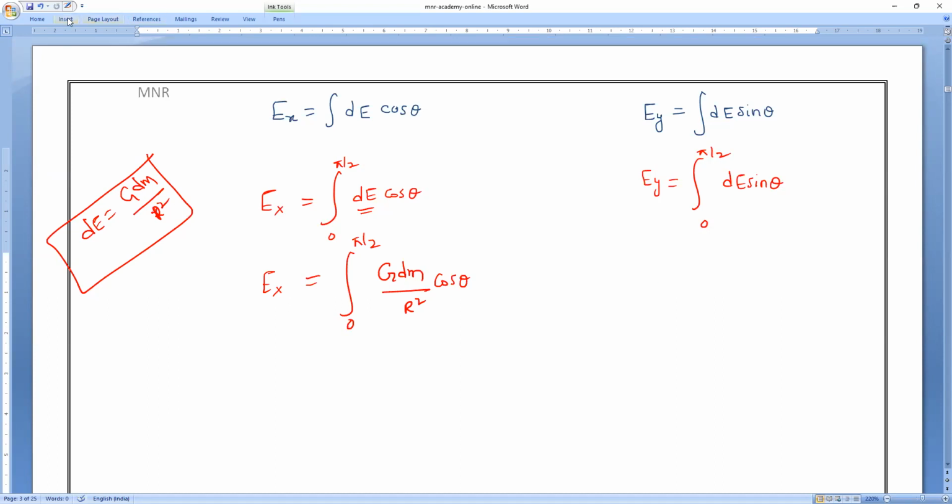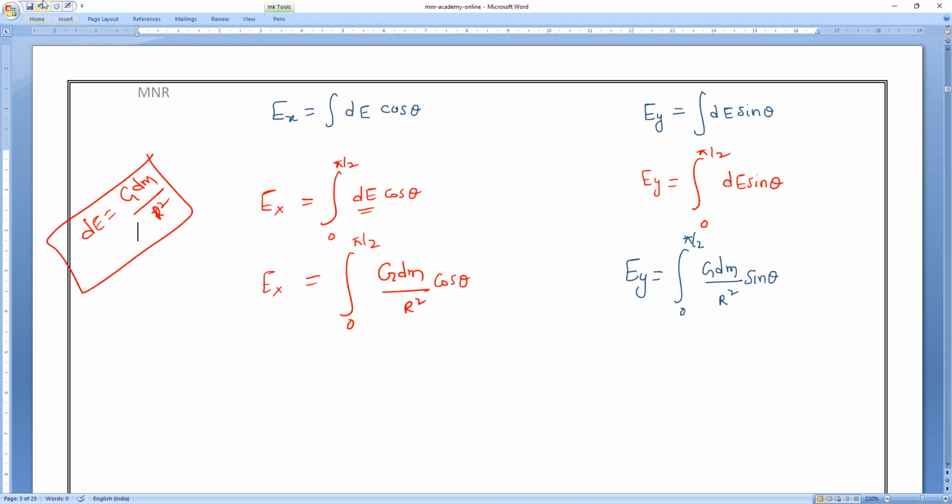Does theta remain constant or vary? That is my question. Theta varies. It is not constant. Because you can see, if I take n, it may act here, or here, or here, so theta does not remain constant. So it will vary. Same way, Ey is the integration from 0 to pi by 2 of dE, meaning G into dm divided by R square, but here with sin theta. So here also the same for x-axis and y-axis.